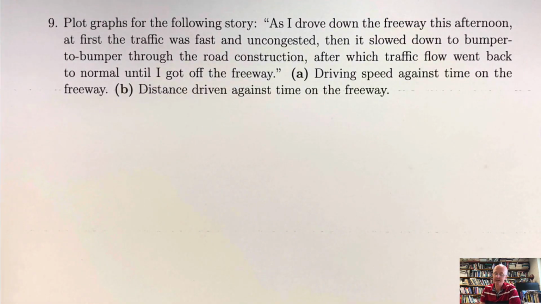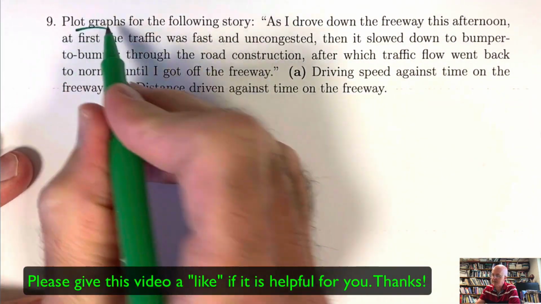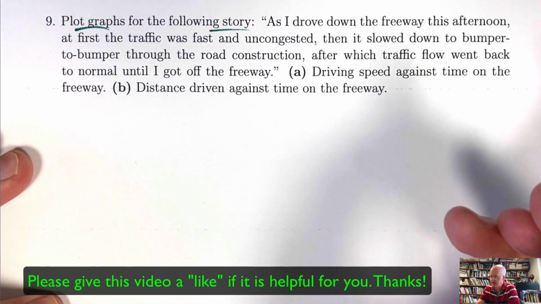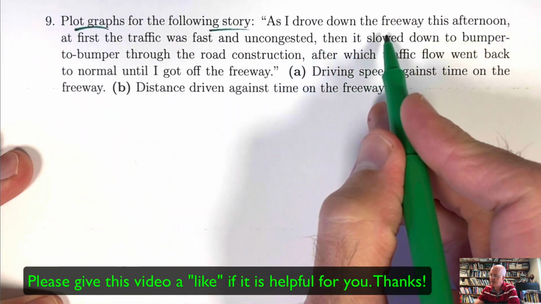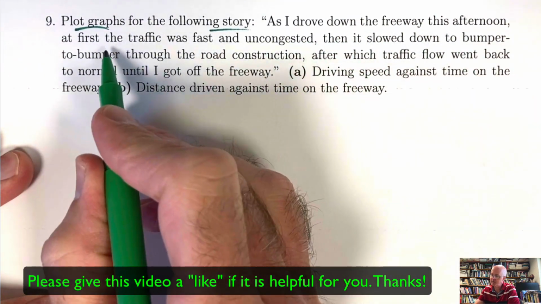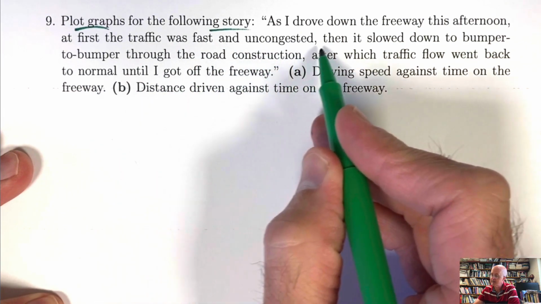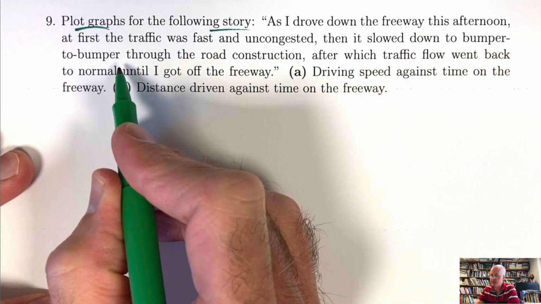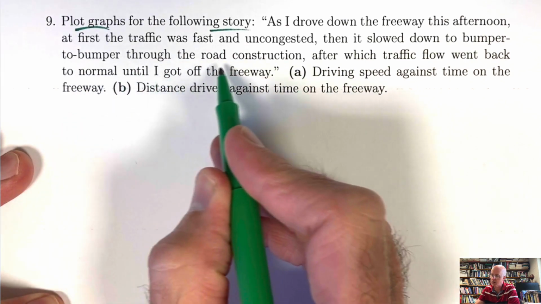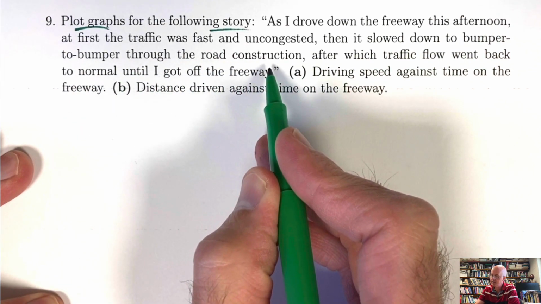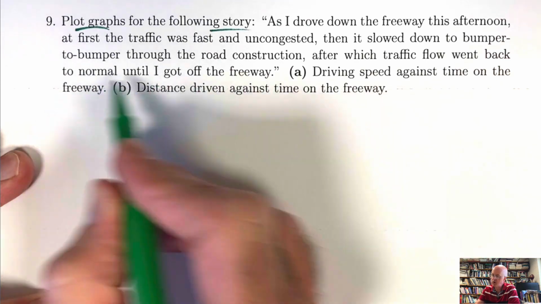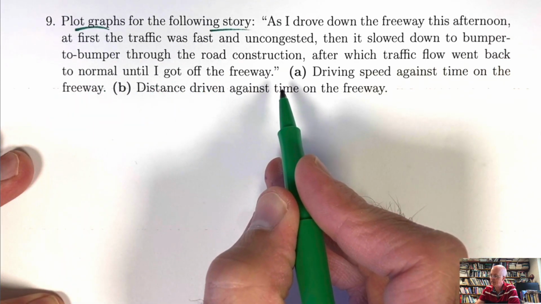Number 9 is also conceptual. Plot graphs for the following story. As I drove down the freeway this afternoon, at first the traffic was fast, not congested, moving fast. Then it slowed down to bumper-to-bumper traffic, a traffic jam, through the road construction. We're going slow. After which the traffic flow went back to normal until I got off the freeway.